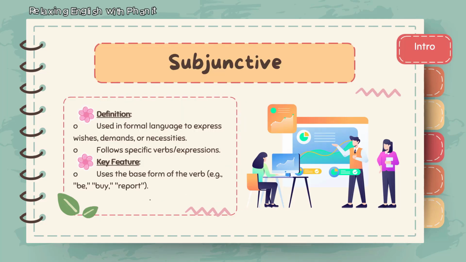Let's get started. The subjunctive mood is all about expressing hypothetical or non-factual situations. Unlike typical verb forms, the subjunctive uses the base form of the verb, like be or by, without changes for tense or subject. For example, we say, I suggest she be honest, not she is honest. It's commonly found in formal language, such as legal documents, demands, or strong recommendations.